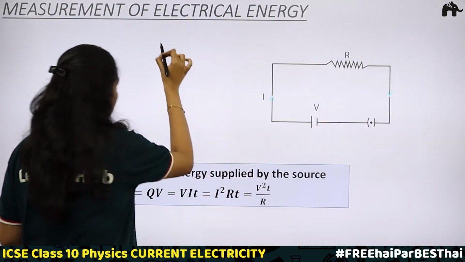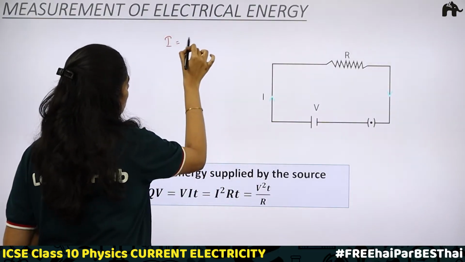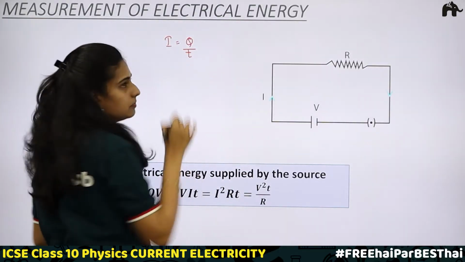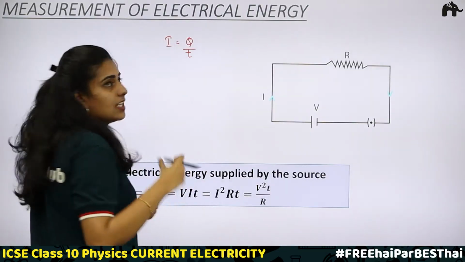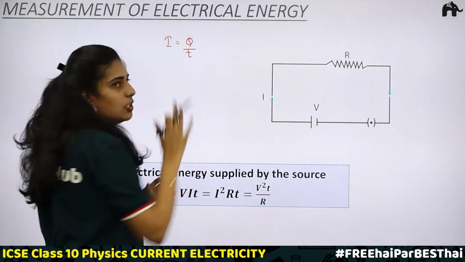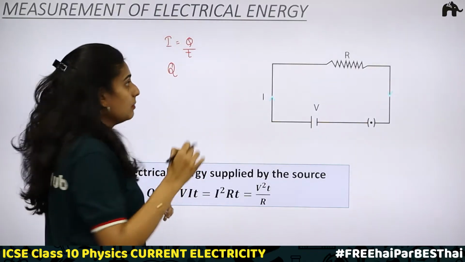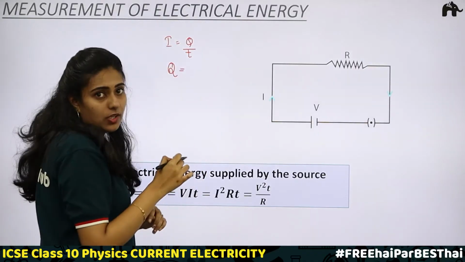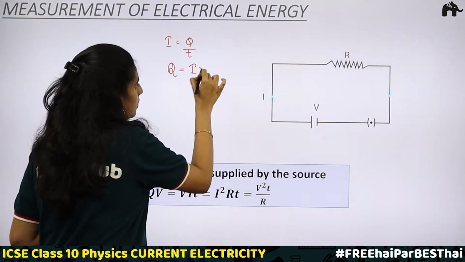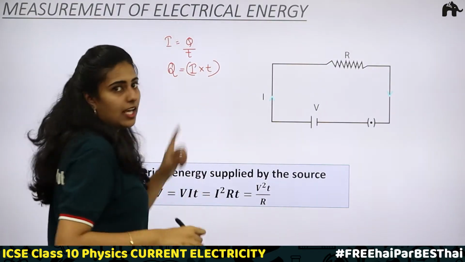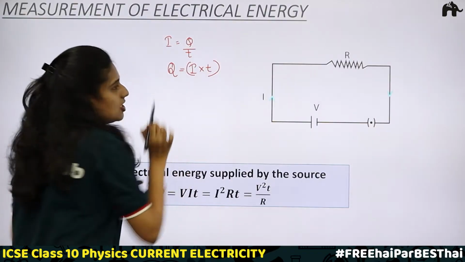We have current I is equal to Q divided by T. We have studied this. Current I is charge per unit time. From this, how much charge flows can be calculated. The charge will be equal to the current into the time. Current into time will give you the charge.